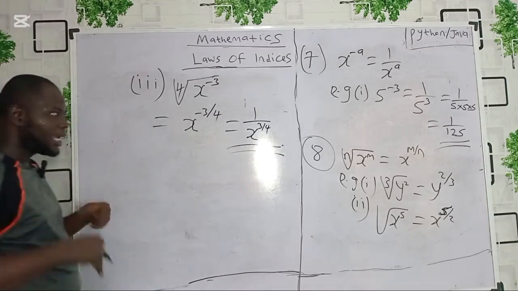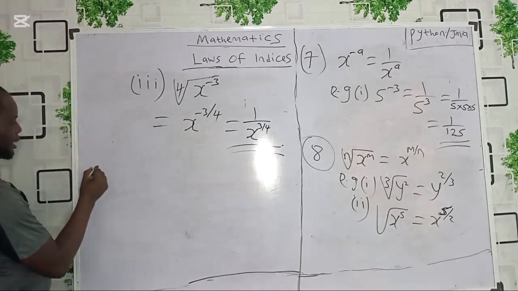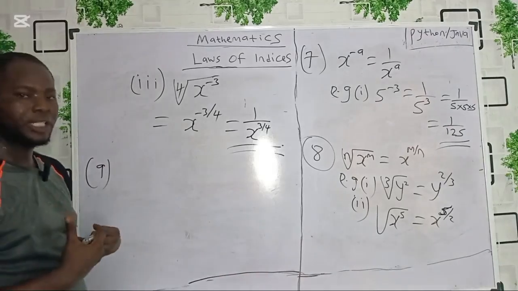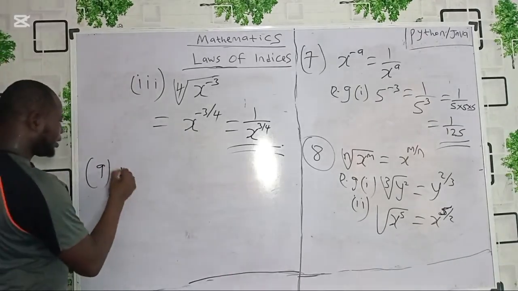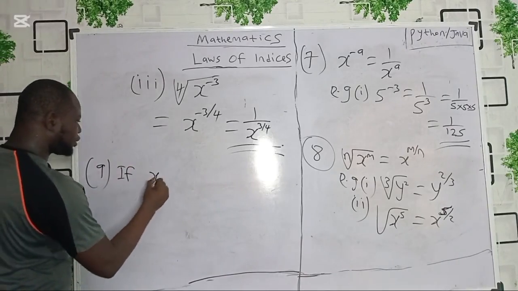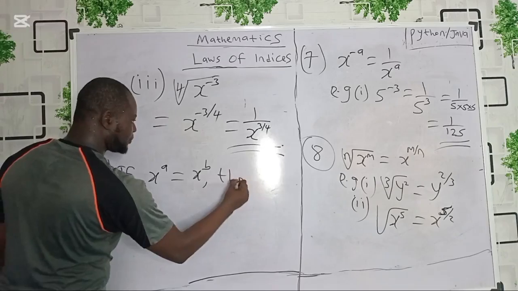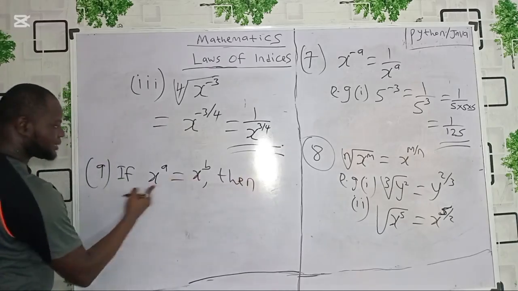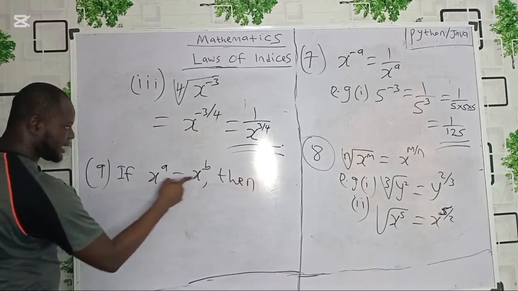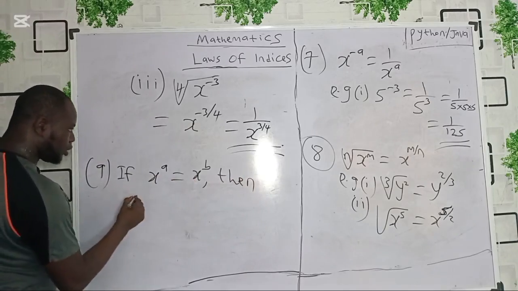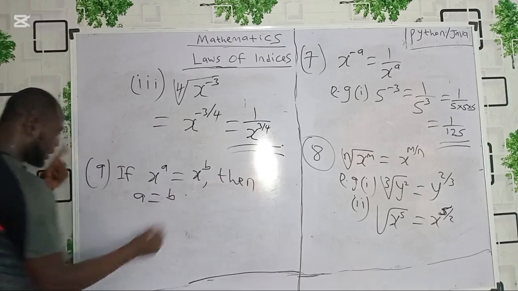So another one that we can call law 9 is just like when we have an exponential equation, something like if x raised to power a is equal to x raised to power b, then the bases are equal, x here, x here. Therefore, the power also will be equal. A will be equal to b.